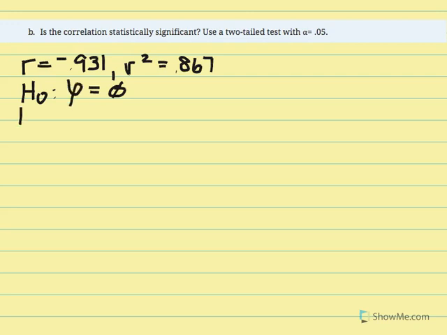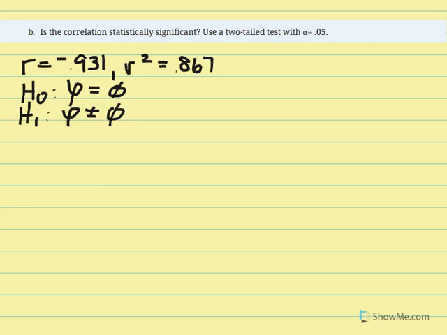Rho is equal to 0. The alternative research hypothesis says that rho is not equal to 0, that we do see a relationship between these two variables. So again, we're going to conduct a t-test to determine the significance of this R statistic, the Pearson correlation coefficient.